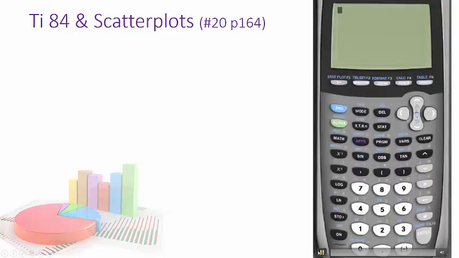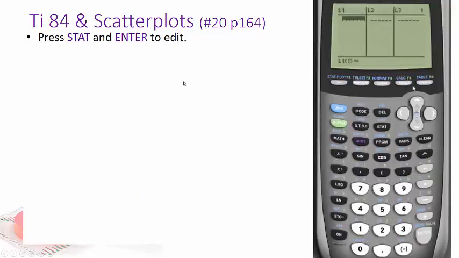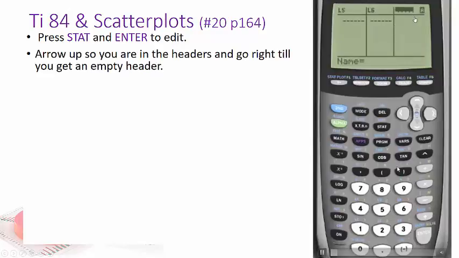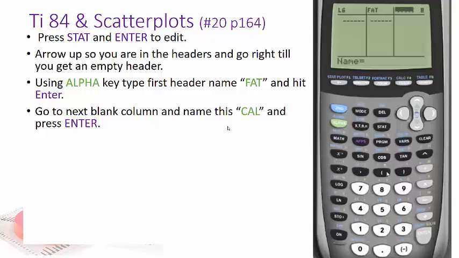To do that, first of all, you need to make sure you hit stat and enter to edit. Now we can actually name the data so it matches. So you're going to arrow up, get to these headers, and go right till you get an empty one. And then you hit the alpha key, and we're doing an example on page 20, which is fat and calories. So we're going to enter the name fat and hit enter for this column next to L6. Okay. And then we can arrow over to the next column and do the same thing. And I'm going to put calories and press enter.